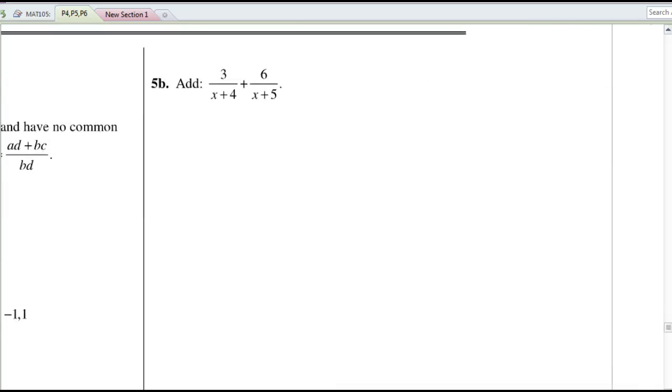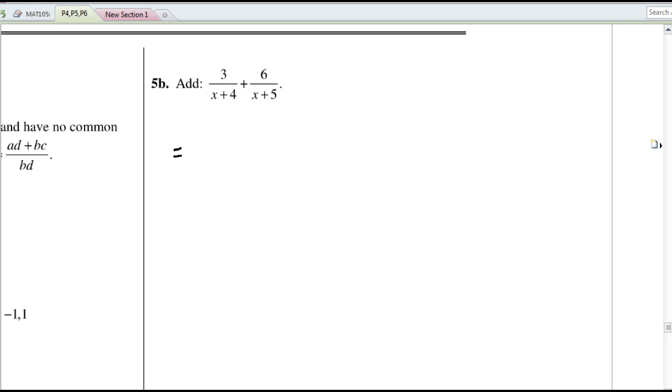next expression. So the thing we want to do is get the same denominator on both. Right now we have a factor of x plus 4 in the first expression and a factor of x plus 5 in the second. So what you have to do is add that factor to each expression, and the only way you can do it is by multiplying by something equal to 1.